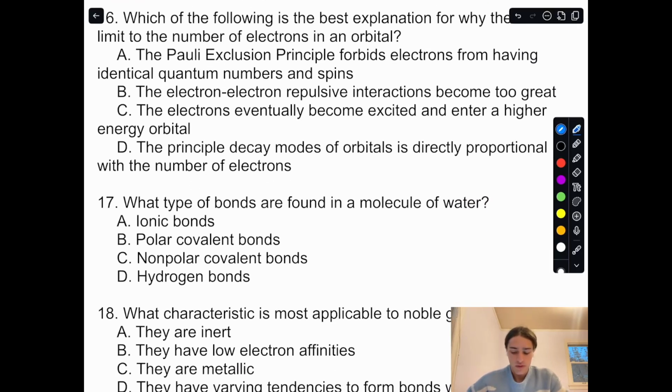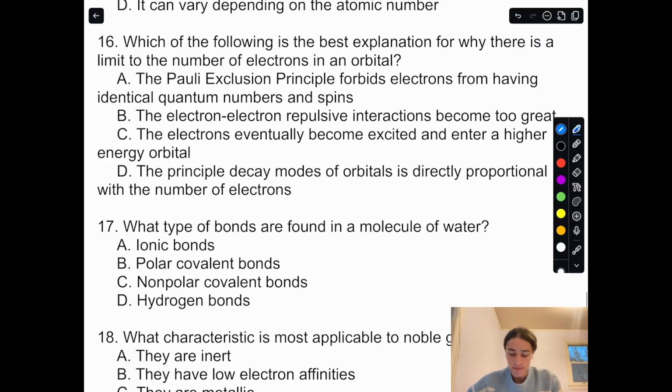16. Which of the following is the best explanation for why there is a limit to the number of electrons in an orbital? We've got A, the Pauli exclusion principle forbids electrons from having identical quantum numbers and spins. I'm going to say that is the correct answer, but I want to break down why the other ones aren't true. A is correct, and even though it's very jargony, that really is how you explain the Pauli exclusion principle. But let's look at the others.